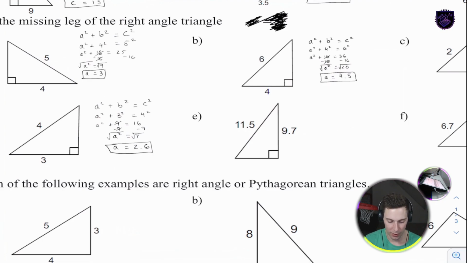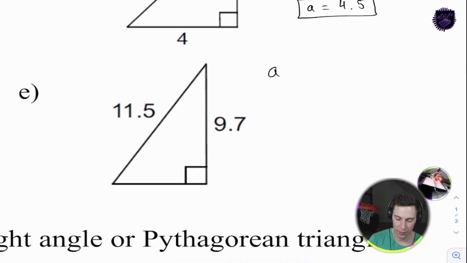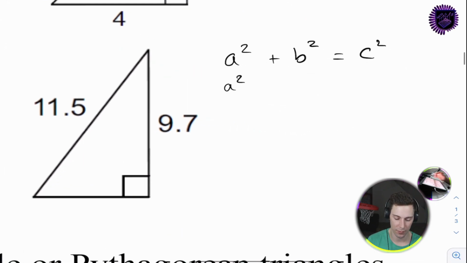All right. Question 3E. A squared plus B squared is equal to C squared. Let's say A, we do not know, because it's this one. Let's say this is A here. But B, we do know it is going to be 9.7, and C is 11.5.